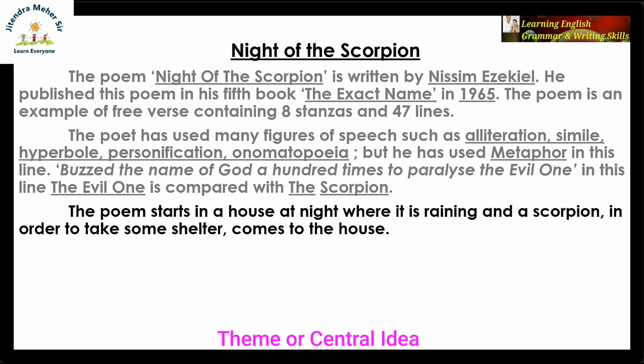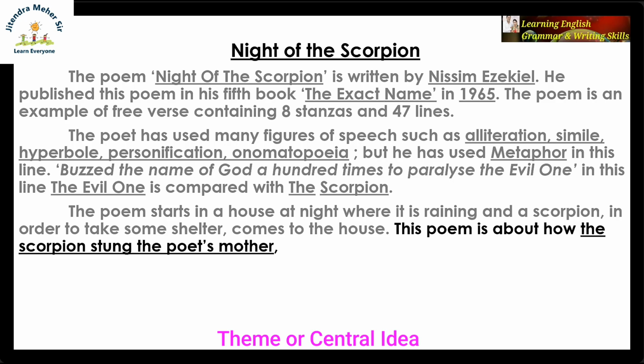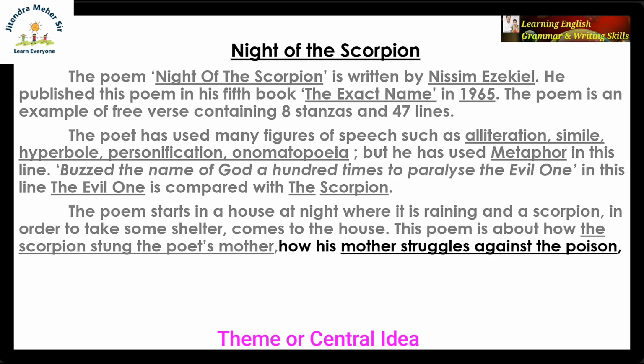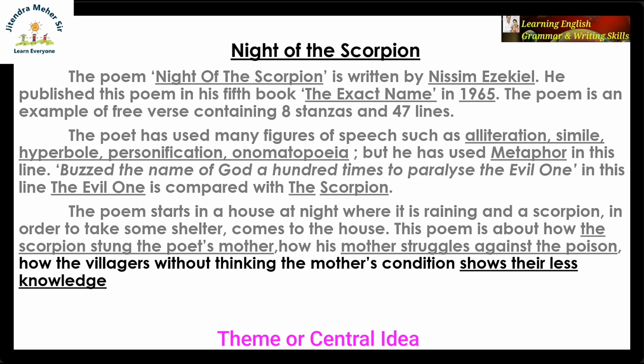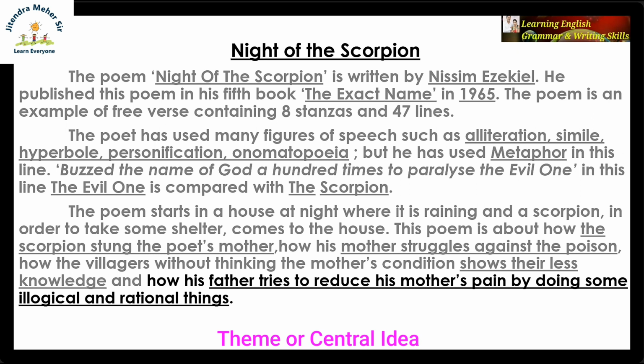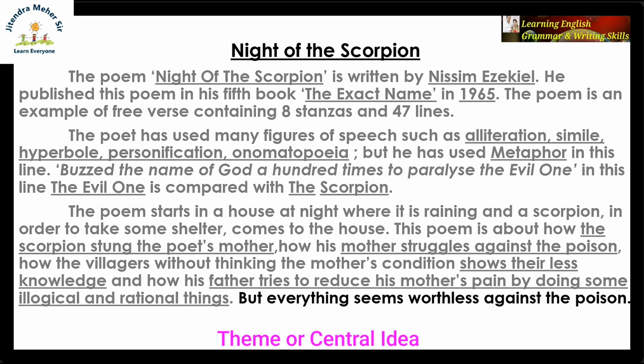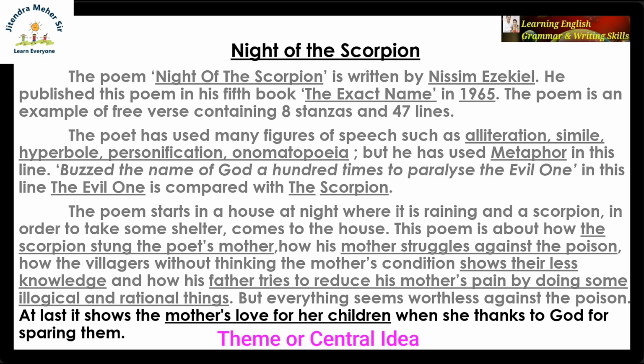The poem starts in a house at night where it was raining, and a scorpion, in order to take shelter, comes to the house. This poem is about how the scorpion stung the poet's mother, how his mother struggles against the poison, how the villagers, without thinking of the mother's condition, show their little knowledge, and how his father tries to reduce his mother's pain by doing some illogical and irrational things. But everything seems worthless against the poison. At last, it shows the mother's love for her children when she thanks God for sparing her children.